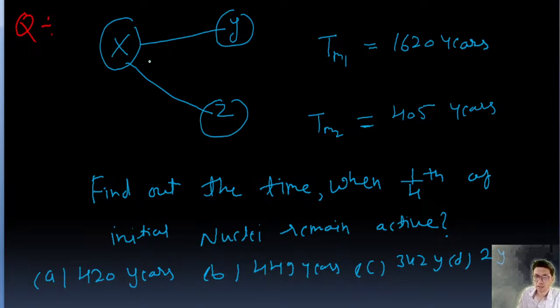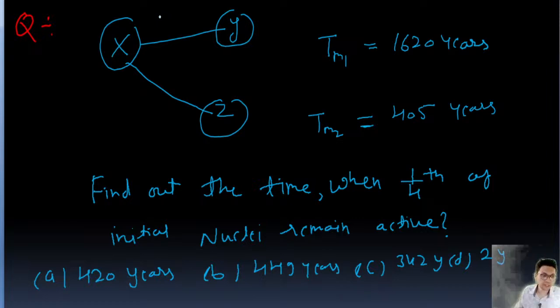So we have been given a reaction, right? X decays into Y and Z. For X to Y, we have been given the mean lifetime, that is 1620 years. For X to Z, the mean lifetime is given. Now we need to find out the time when 1/4 of initial nuclei remain active. Very easy one, guys.